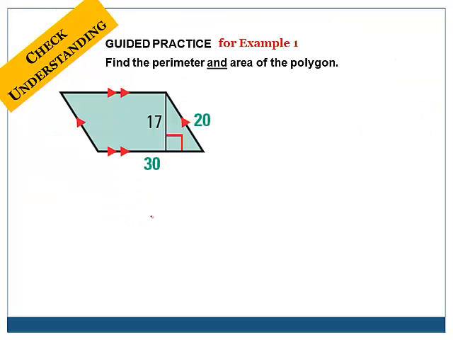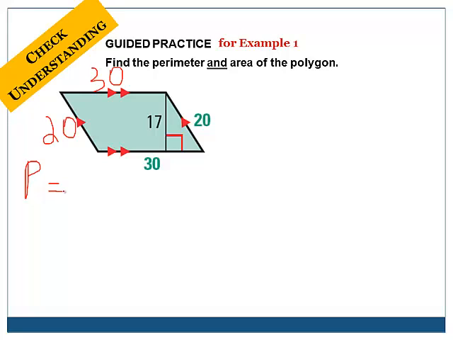And for our second example, we are going to find the perimeter and area of the polygon. So if I'm going to find the perimeter, I need to add up all of the sides. Since we have parallel bases here, we know that they're also going to be the same length. So our double arrow base will be 30, single arrow will be 20. In order to find the perimeter, we just add up all the sides.